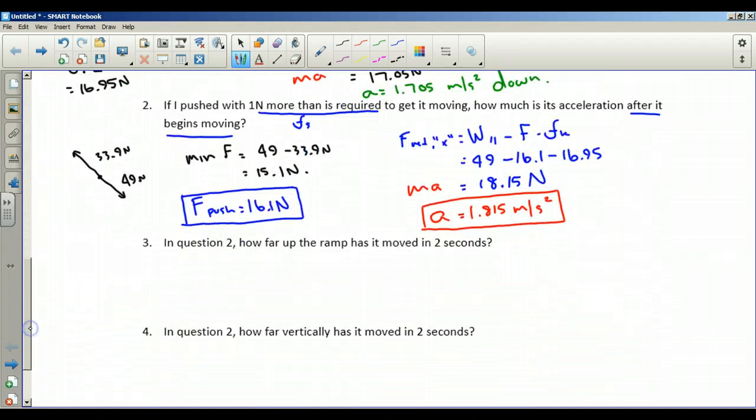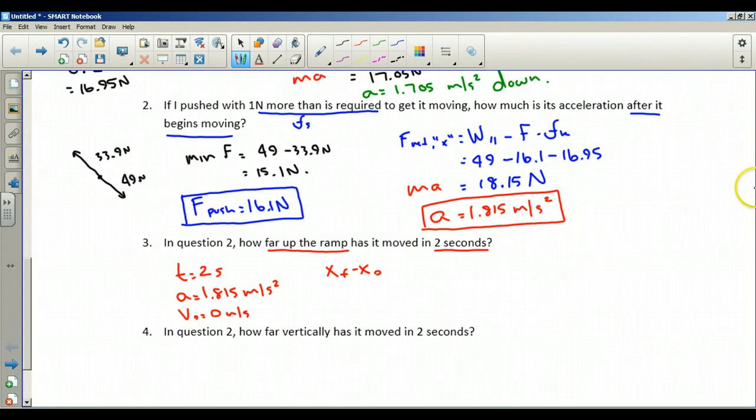And remember, this is down the ramp, so when I ask for how far up the ramp has it moved, you're going to end up with a negative distance. So we're looking for how far up the ramp it has moved in 2 seconds. So our time is 2 seconds. Our acceleration is 1.815 meters per second squared. Our initial velocity is 0 meters per second, and we're looking for final minus initial.